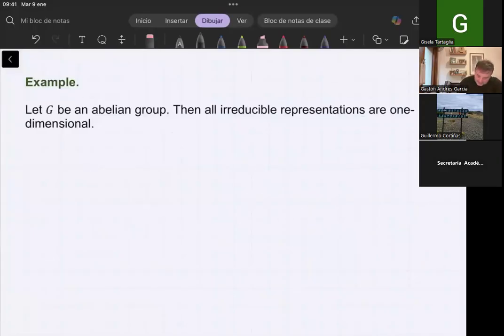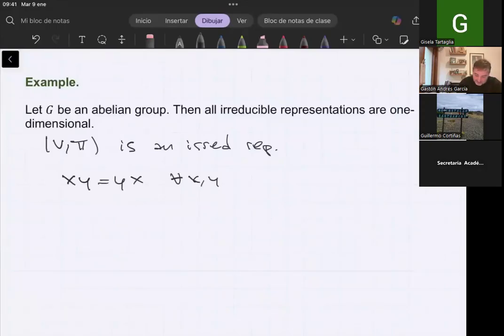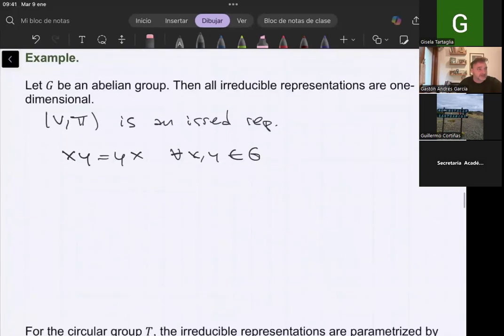So if V is an irreducible representation, and the group is abelian, we know that xy is equal to yx for all x and y in G. Okay, this is what abelian means. So the action of any element y, which gives us a linear map from V to V, is, in the case that G is abelian, an intertwiner.